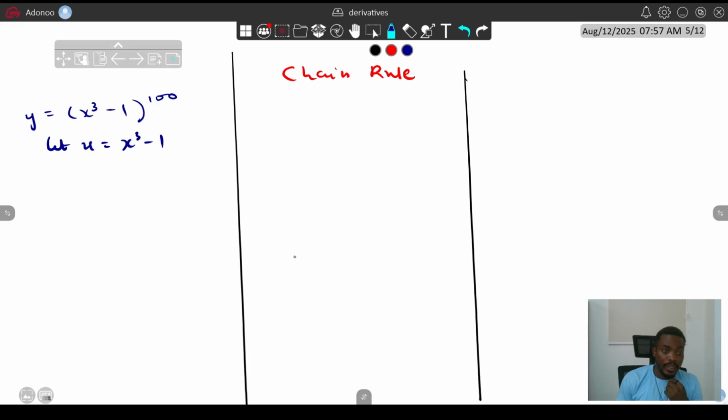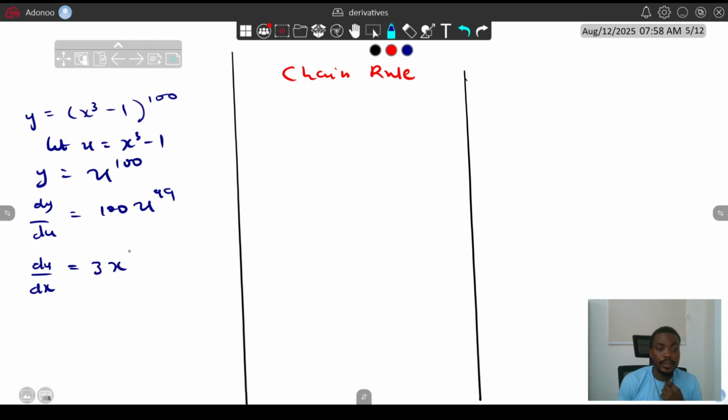If we do that, y now becomes u raised to the power 100, and then dy/du, if we differentiate y with respect to u, we get 100 u raised to the power 100 minus 1, that is 99. Fine. Now we can find du/dx. This is u, right? If we differentiate u with respect to x, we get 3x squared.